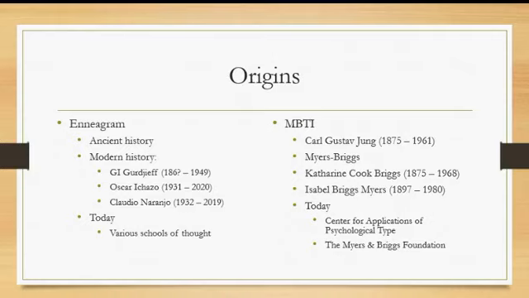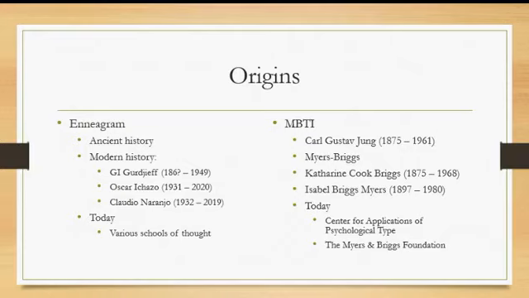There's Greek influences from the Desert Fathers, etc. But as a lot of people use it today in modern history, it was G.I. Gurdjieff, Oscar Ichazo, and Claudio Naranjo who really influenced the way we think about them and use them today for, quote unquote, personality and other things. And today there are various schools of thought that don't always agree, but it is good to know that there are different people with different thoughts about the Enneagram.